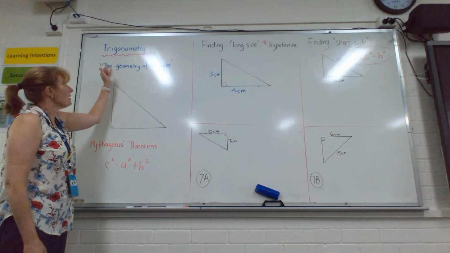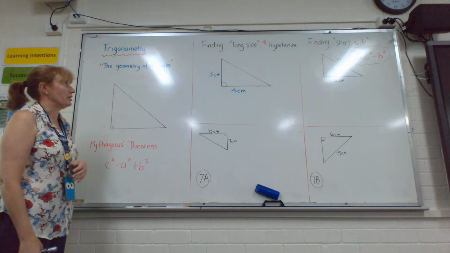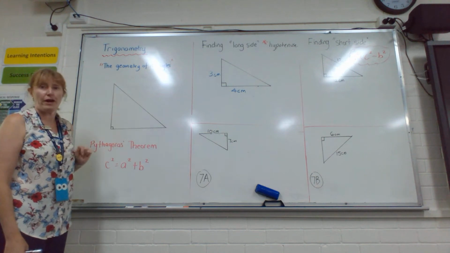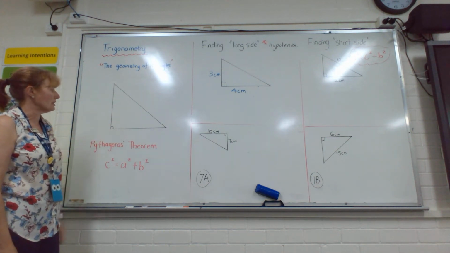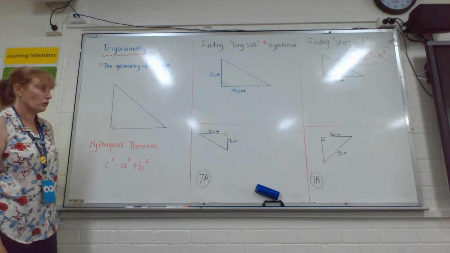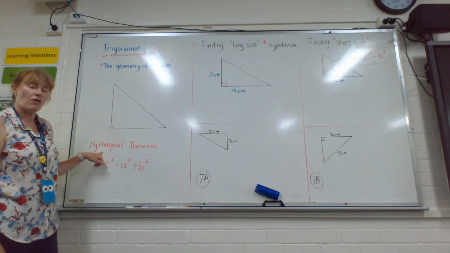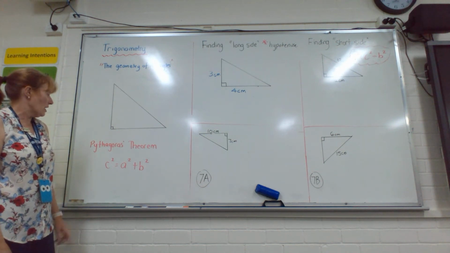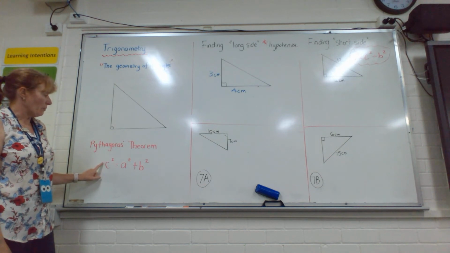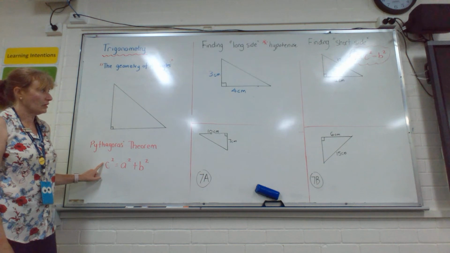Trigonometry is Greek for the geometry of triangles, and there's heaps of triangles as you already know, but we're just looking at right angle triangles. So we're only going to be looking at triangles that have that 90 degree angle in one of the corners. We're going to review today Pythagoras' theorem, which we did in Year 9, but we haven't seen much since then. So I've written Pythagoras' theorem here, and you will need to put that into your books as well.